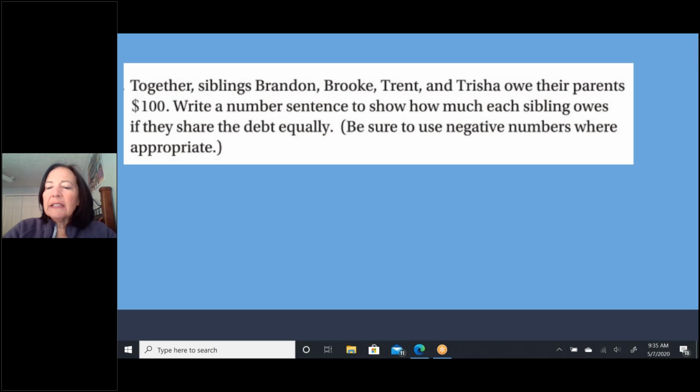And that doesn't really tell me how much just one of the siblings would owe. And we want an answer. Do you know in your brain how much each of the kids will owe? $25. Okay. So that's a hint. And so we say that's how much they owe. So each sibling, their debt is $25. So what's the answer to our number sentence going to be? It's going to mean a debt of $25. So it'll be negative 25.